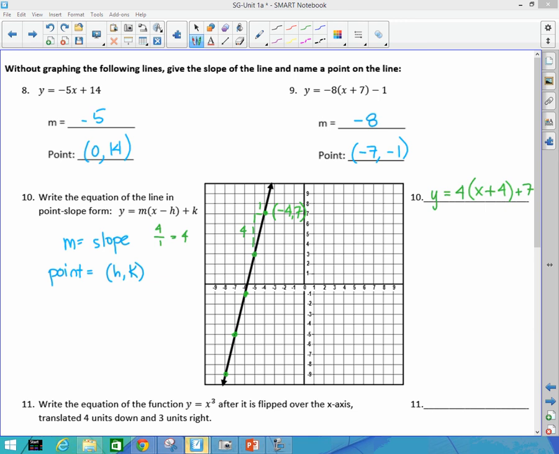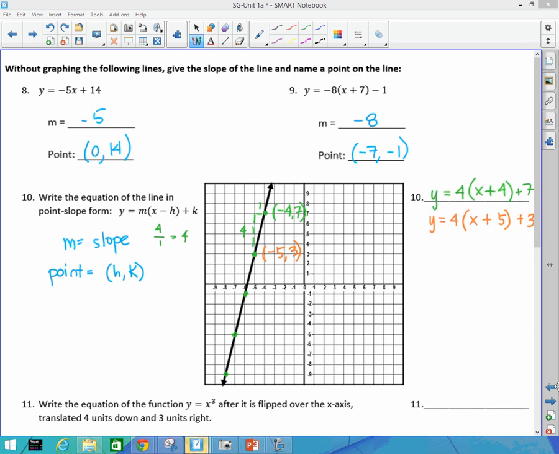Now, if the person next to you said, I want to use this point, the coordinates of that point are -5, 3, okay, then y equals 4, because the slope is the same, but the point is different, x minus -5 plus 3. Both of those answers are correct.